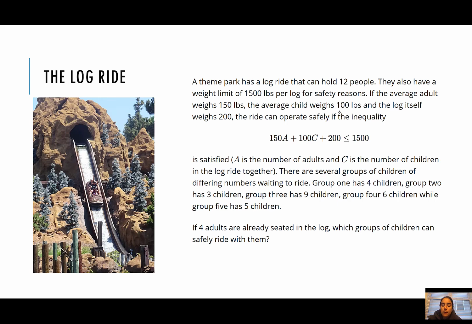Here is the problem again. I would now like you to pause the video and solve the problem on paper. Please use any strategy that you know how to do.